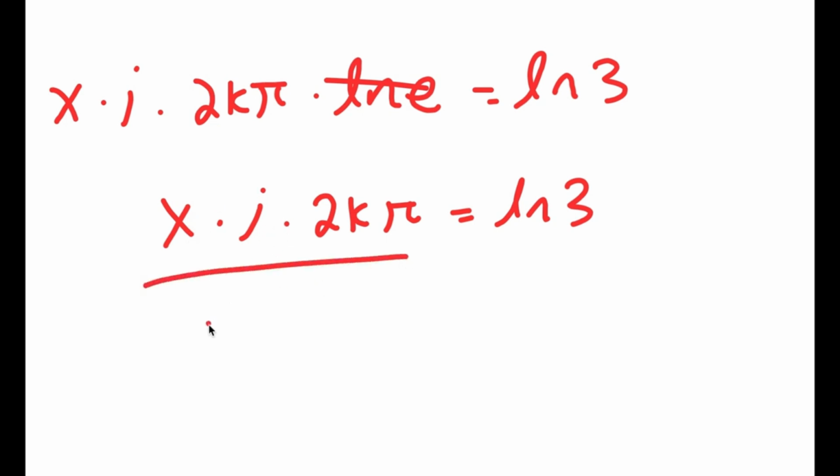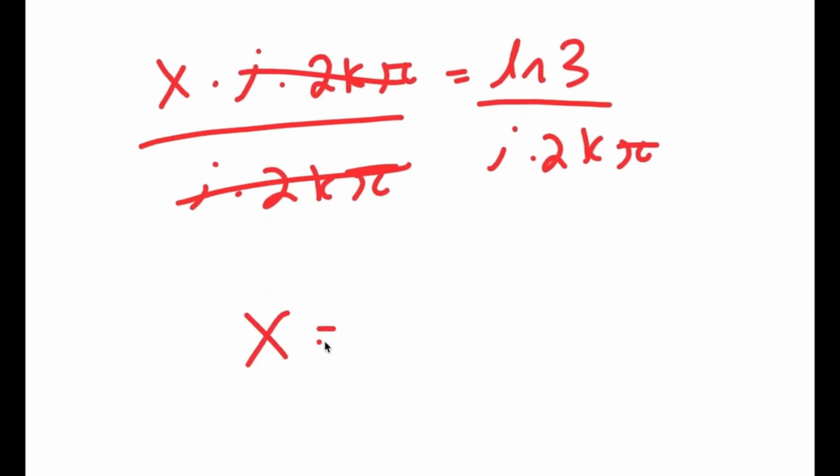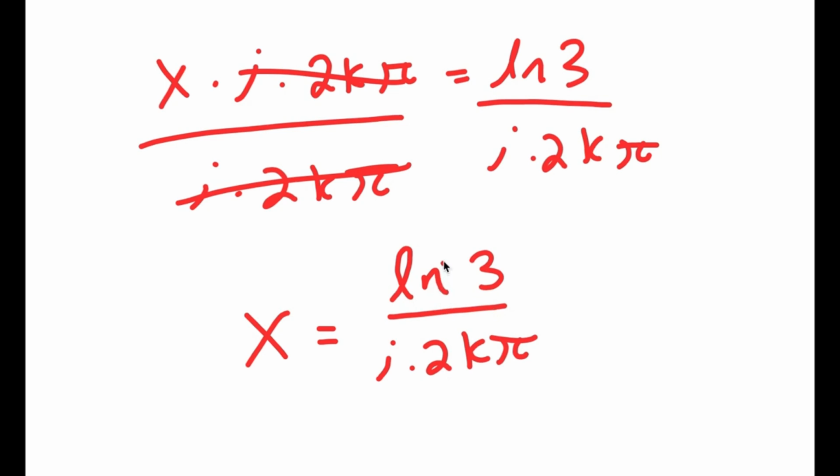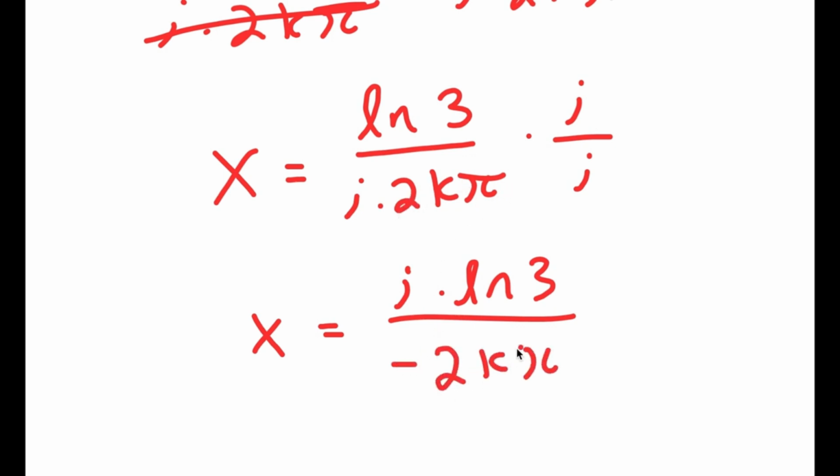Now I'm going to divide both sides by I times 2k pi. So when these cancel out, I get x is equal to ln 3 over I times 2k pi. Now I'm going to multiply this by I over I, which is the same thing as 1. So I get x is equal to I times ln 3 over I times I squared, and if you guys already know, I squared is equal to negative 1, so over negative 2k pi.